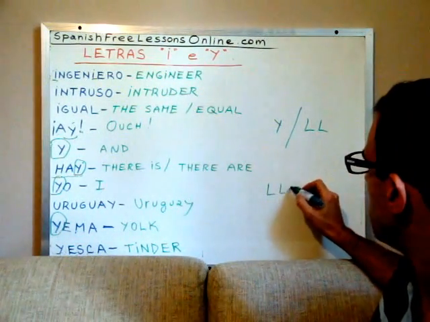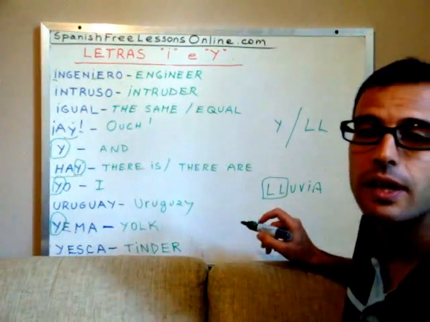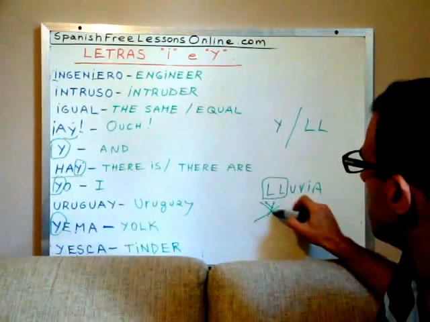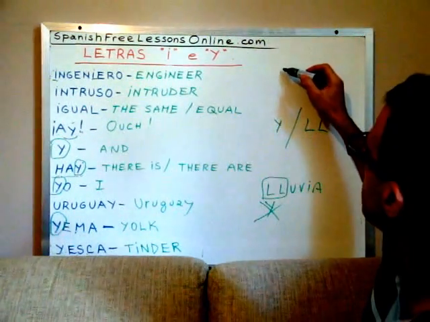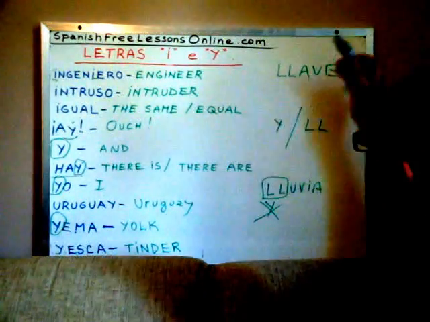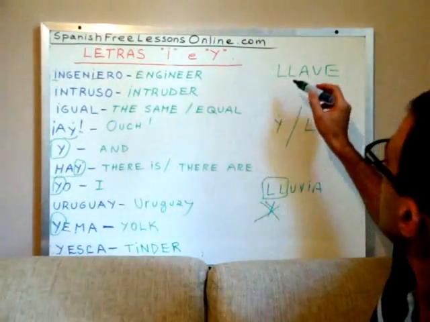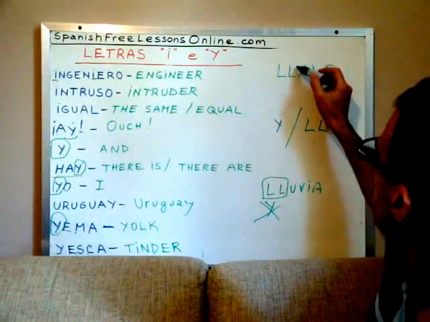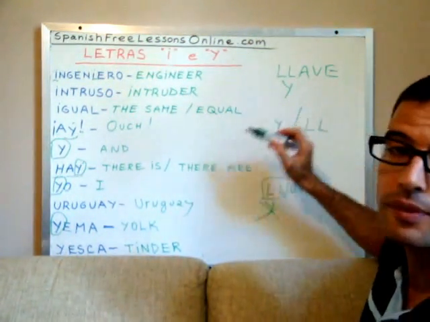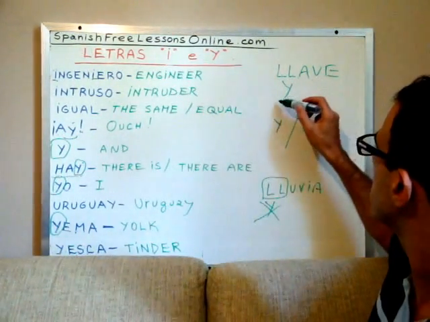Lluvia, for rain, is written with double L. It would be pronounced exactly the same if it were written with Y, but this would be wrong. Okay? Same thing as llaves, for keys, or key if we remove the S. Llave is a key. This, you need to know, it's written with double L. If it were written with Y, it would have the same exact pronunciation, but it would be wrongly spelled, okay?